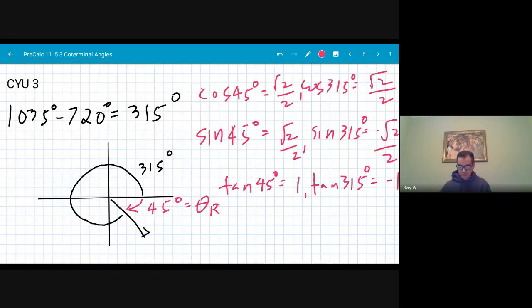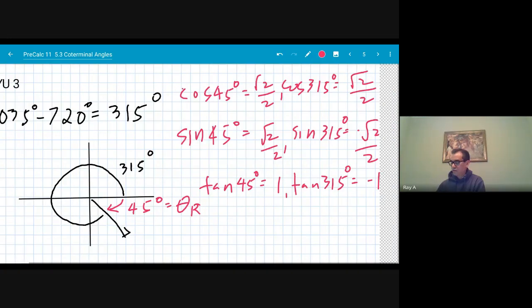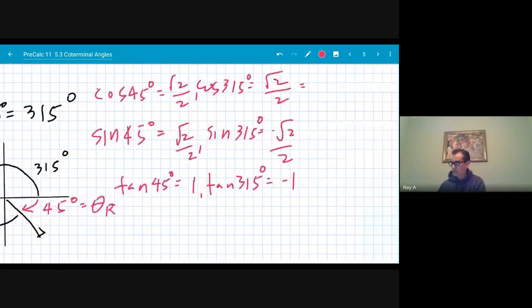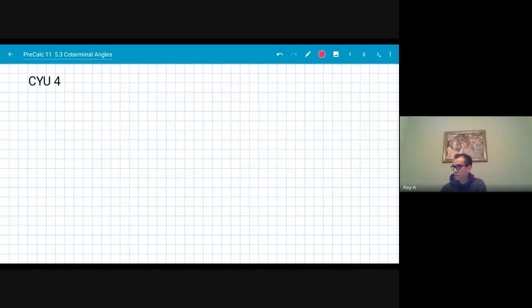Determine the approximate values of the trig ratios for 1035. So it's still going to be the same ones, but then it is going to be given in decimal. If you use your calculator, this one would give you about 0.707, this one would be about negative 0.707, and that would be about negative 1 still.